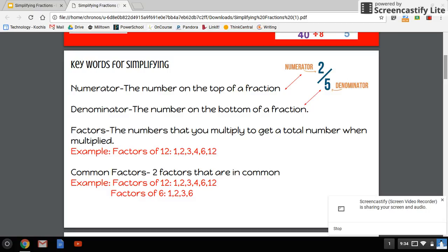And some common multiples are two factors that are in common. So an example, the factors of 12 are 1, 2, 3, 4, 6, and 12, and factors of 6 are 1, 2, 3, and 6. So the common factors would be 1, 2, 3, and 6.